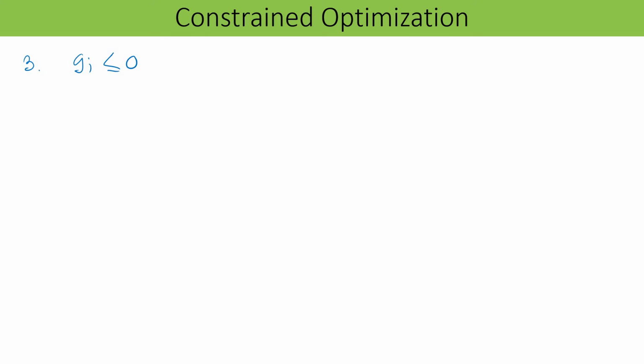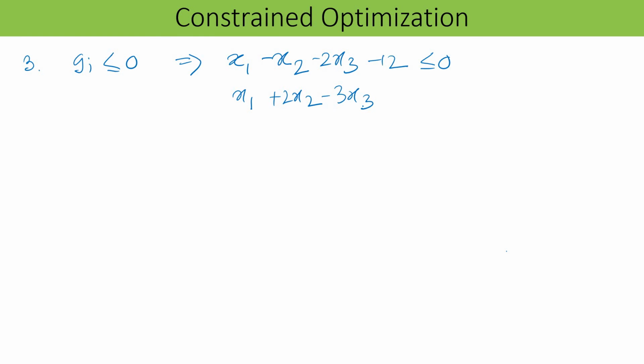So what I'm getting here is that x1 minus x2 minus twice x3 minus 12 is less than or equal to 0, and x1 plus twice x2 minus thrice x3 minus 8 is less than or equal to 0. Okay, and the fourth condition is that lambda j is greater than or equal to 0. So therefore lambda 1 is greater than or equal to 0 and lambda 2 is greater than or equal to 0.